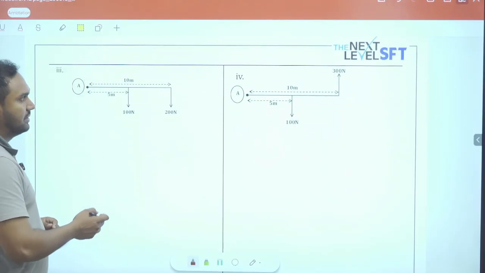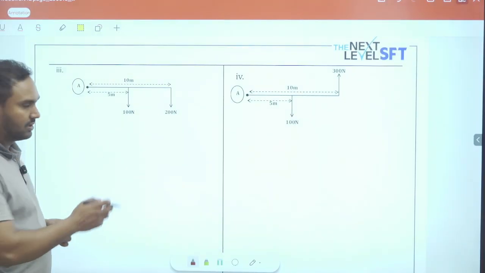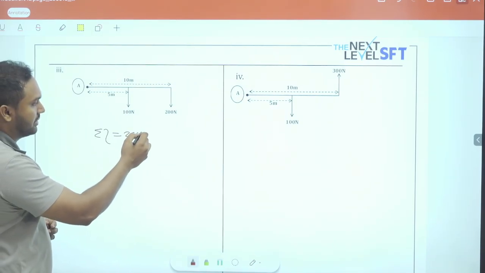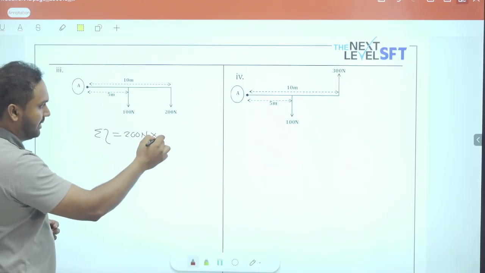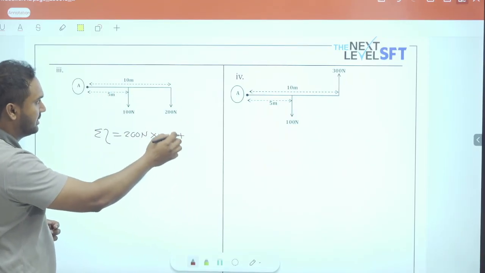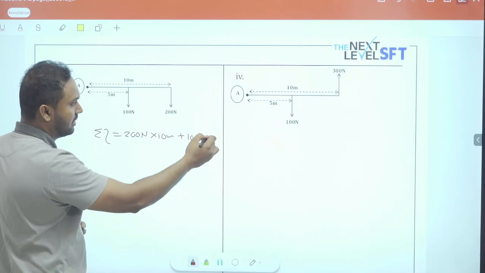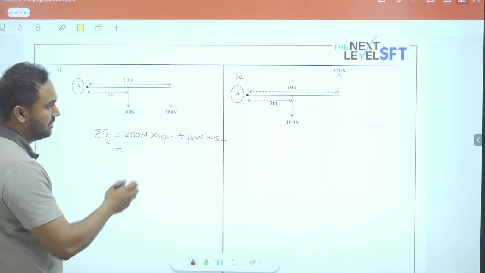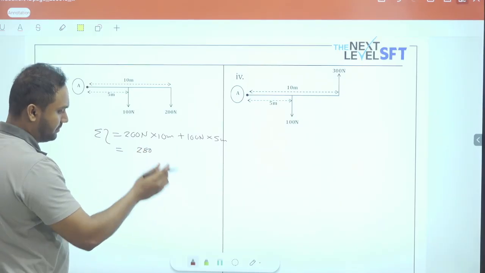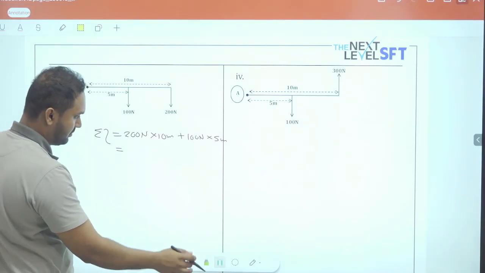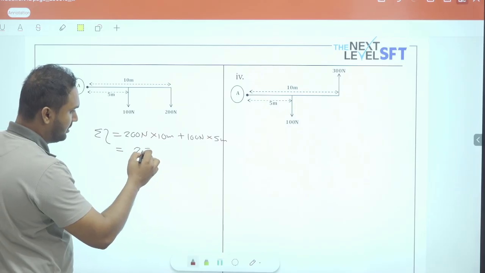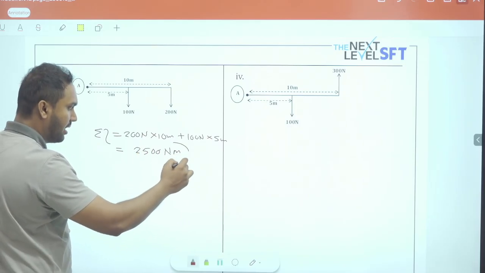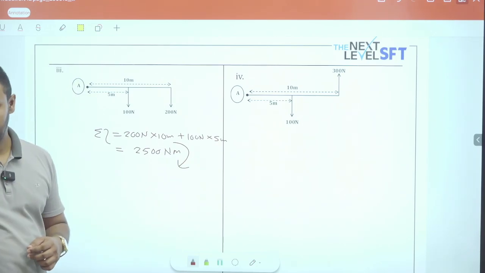Now this one. So this has a resultant, right? So sigma tau equals here 200 Newton into 10 meter distance plus 100 newtons into 5 meter distance, and altogether 2500 Newton meters acting where? The clockwise direction, right?